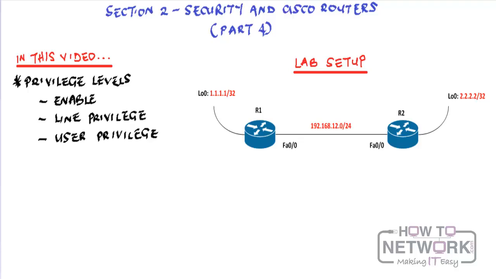This is the fourth video in Section 2, Security and Cisco Routers. In this video, we will learn about privilege levels. We'll see how to use the enable, the line privilege, and the user privilege to gain access to the privilege exec mode. Now let's begin.